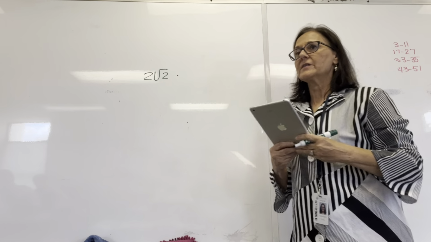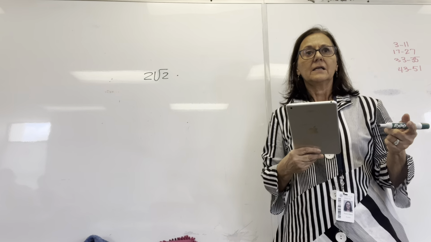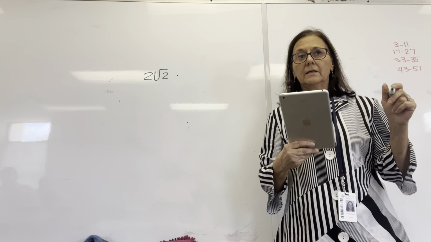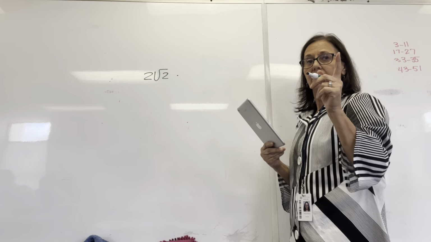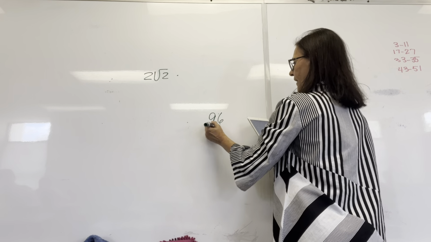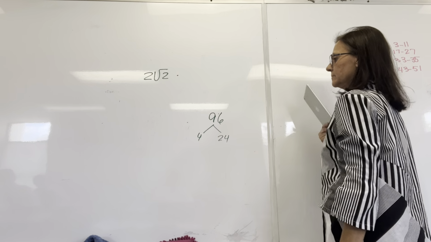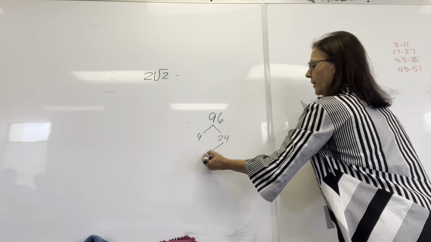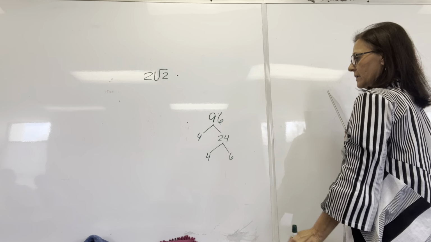Are there any perfect squares in 96? Is 16? 4 squared is 16. Does 8 go into it? Yes, which means 4 goes into it. That's a perfect square. So that's 4 times what? 24. What's a perfect square that goes into 24? Another 4 times 6.